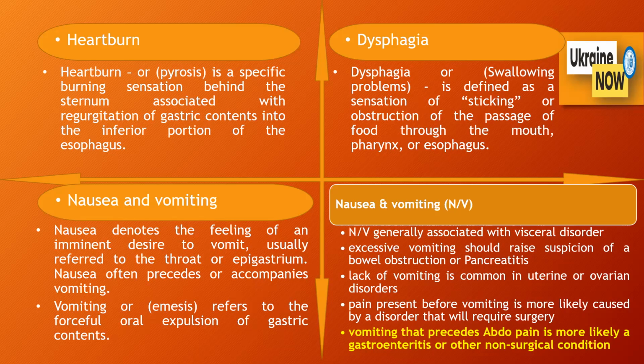Nausea or vomiting is generally associated with visceral disorder. Excessive vomiting should raise suspicion of a bowel obstruction or pancreatitis. Lack of vomiting is common in uterine or ovarian disorders. Pain present before vomiting is most likely caused by a disorder that will require surgery. Vomiting that precedes abdominal pain is more likely gastroenteritis or another non-surgical condition.